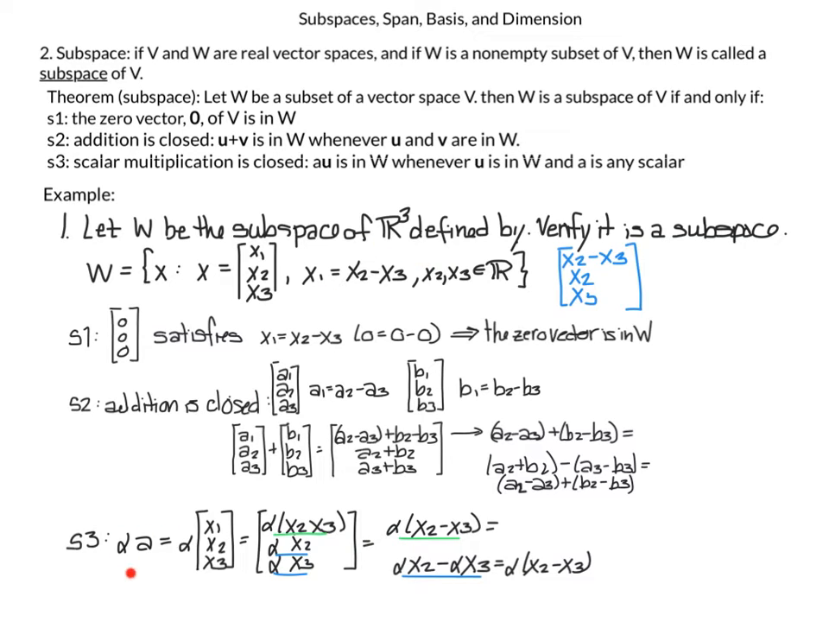Last, we show that scalar multiplication is closed. You multiply alpha times x1, x2, x3, where x1 is equal to x2 minus x3, giving alpha times (x2 minus x3) on top, then alpha x2, alpha x3. We can pull out this first term, alpha times (x2 minus x3), and compare. This first term has to equal alpha x2 minus alpha x3, so we pull out the alpha, and we see these two are equal. So we have verified scalar multiplication is closed. Therefore, W is also a vector space and is a subspace of R3.